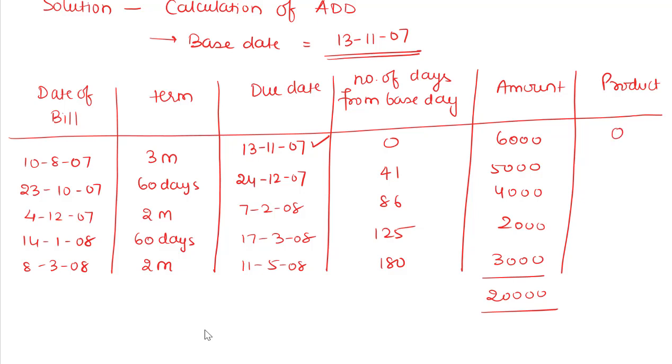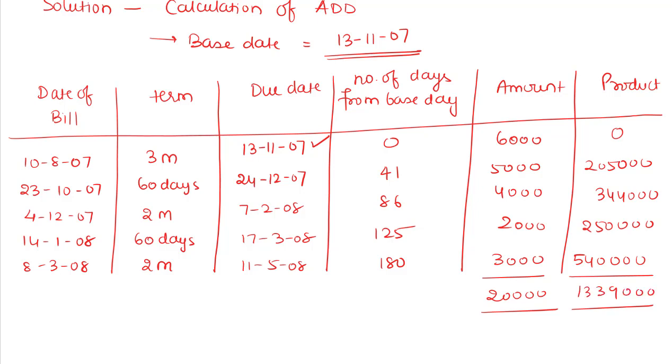Product: 6,000 multiplied by 0 is 0. 5,000 multiplied by 41 is 2,05,000. 86 multiplied by 4,000 is 3,44,000. 125 multiplied by 2,000 is 2,50,000. 180 multiplied by 3,000 is 5,40,000. Total of product: 13,39,000.